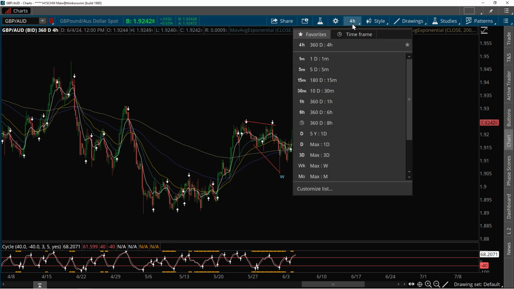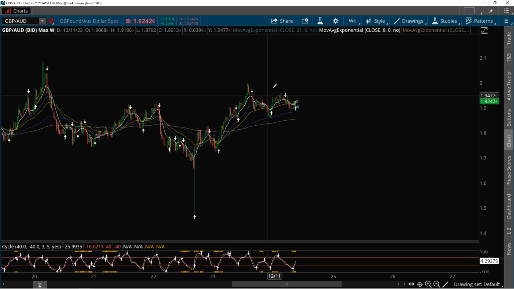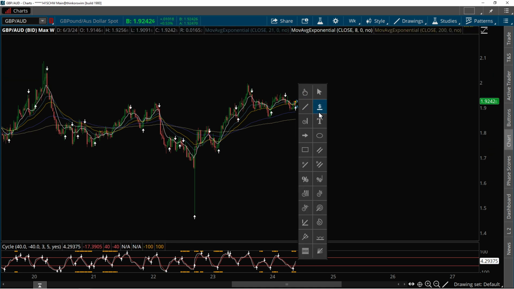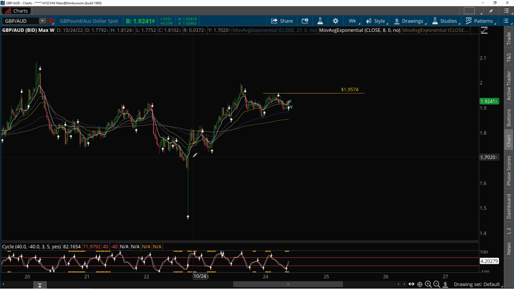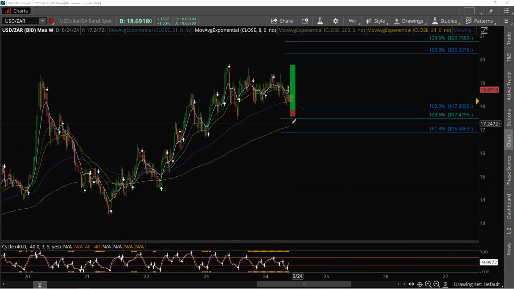We're looking for that weekly move up. We're looking for the weekly move to come take out these highs. You're looking for around 700 pips to come take out them highs. So that's what we're looking for in pound Oz.